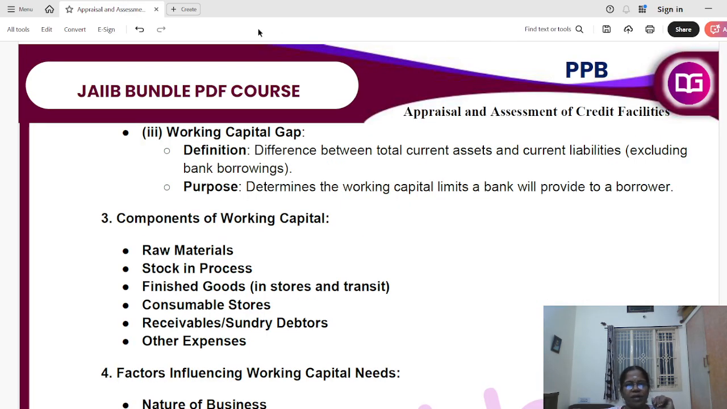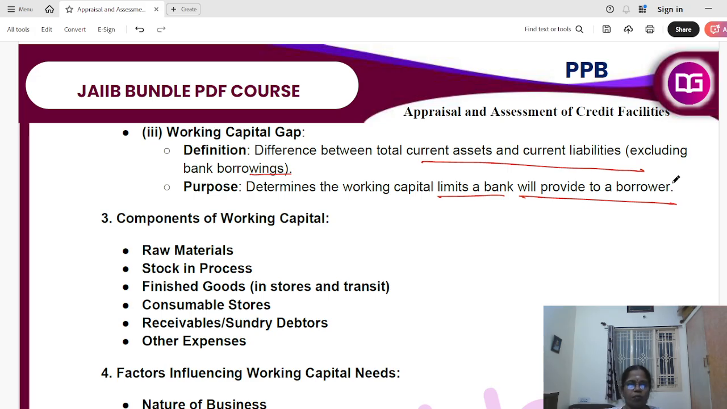Then working capital gap: the difference between the total current assets and the current liabilities, excluding bank borrowings. They have to determine the working capital limits a bank will provide to a borrower. And the banker should decide how much working capital loan should be sanctioned to the borrower. That is called the working capital gap.